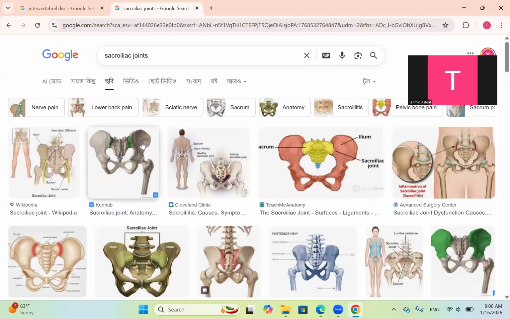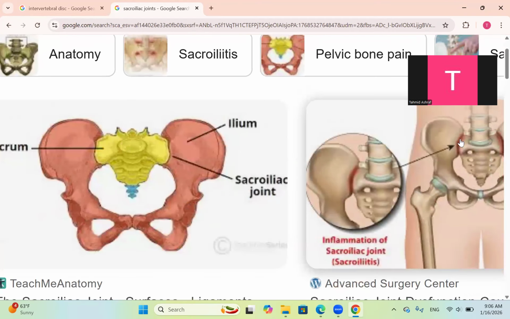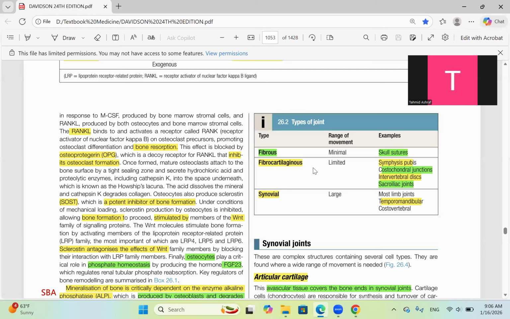Let's see. So this is a sacroiliac joint between the sacrum and the ilium bone. This red marked area is also sacroiliac joint, sacrum and ilium, the hip bone. This is a sacroiliac joint, and this is an example of fibrocartilaginous joint. So we have learned four examples of fibrocartilaginous joint.